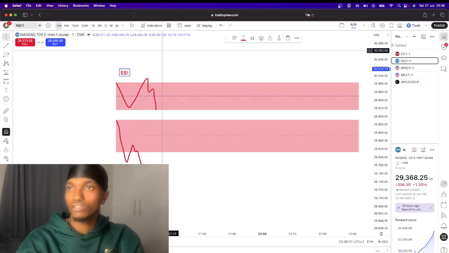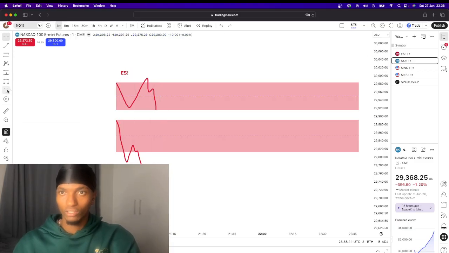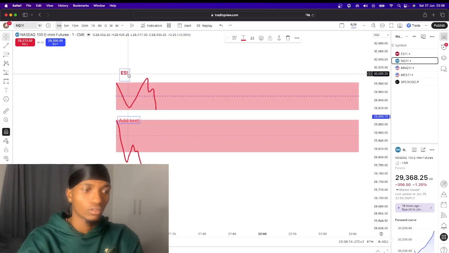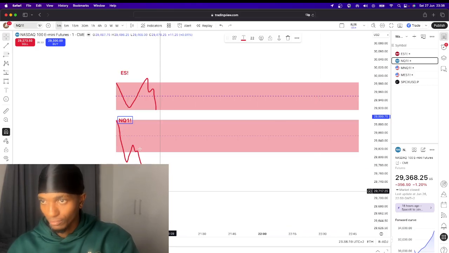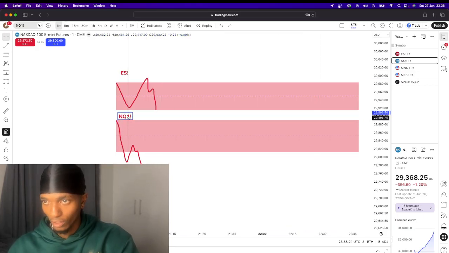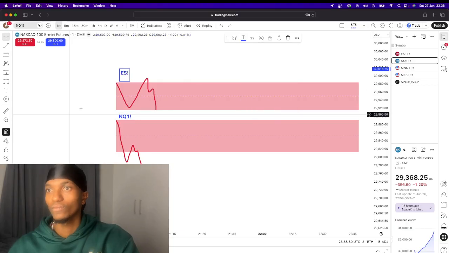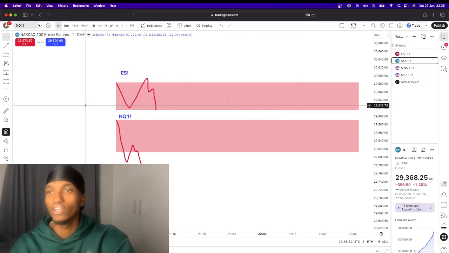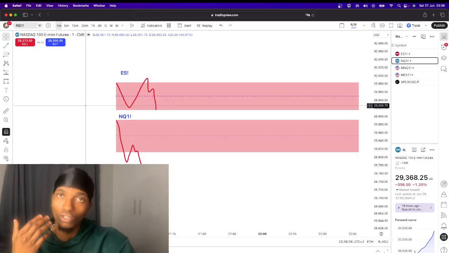This is ES, right? That is the contract, and this is NQ1. Let's make that blue perhaps. There we go, it looks nice now. Yes, less confusing. Now let's say all your confluences are met and you were looking for longs, right?